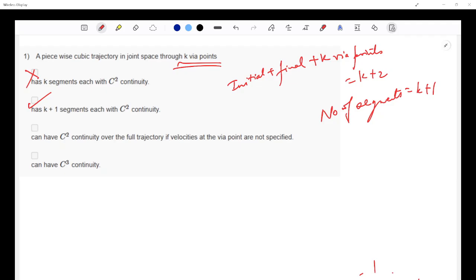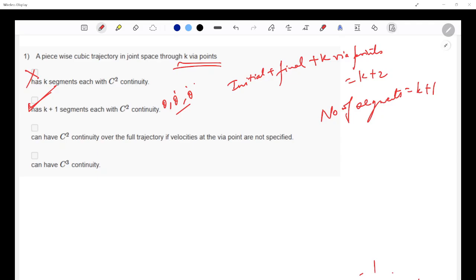The second option is each segment is a cubic polynomial. So cubic ensures theta, theta dot and theta double dot are continuous within the segment. So each segment individually is C2 continuous. The third option is can have C2 continuity over the full trajectory if velocities are not specified. Okay.